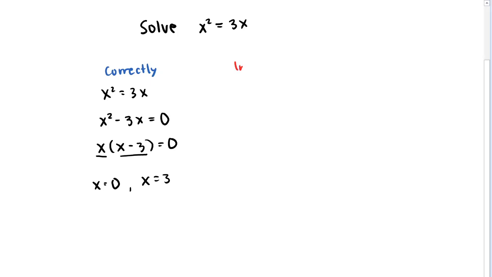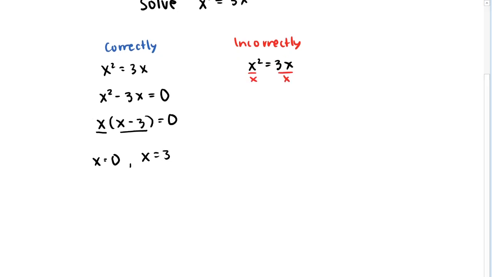And here we can see a way to incorrectly solve this equation to miss some solutions. If we take that same equation and we divide both sides by x, I see a factor of x on both sides. What if I try to divide both sides by x? And then I end up with, well, x squared divided by x would give us x, and 3x divided by x would give us 3. And so we get the solution x is equal to 3. That's not an incorrect solution, but we're missing the solution of x is equal to 0.